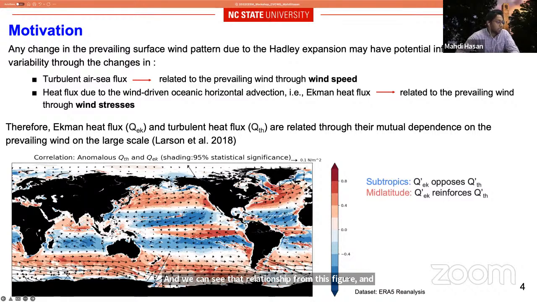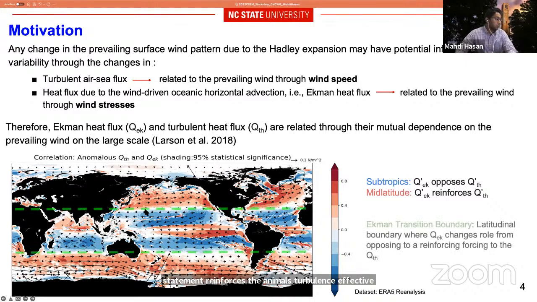This is showing the spatial pattern of the anomalous turbulent heat flux and Ekman heat flux. Where you see the blue, the anomalous fluxes are of opposite sign, so they are negatively correlated. Where you see the red, they have the same sign of anomalies, and they are positively correlated. So if we look at the subtropics, where there is a mean easterly wind, this is where the anomalous Ekman flux opposes the anomalous turbulent heat flux due to SST variability, whereas in the mid-latitudes, the anomalous Ekman flux reinforces the anomalous turbulent heat flux due to SST variability.